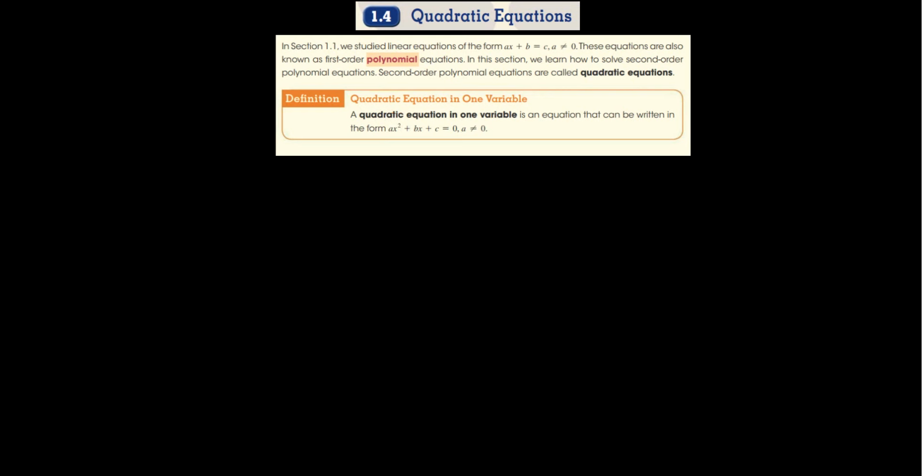Oh yeah, when it read a second order polynomial, that basically just means that we're looking at the degree of the polynomial. Second order means second degree polynomial.